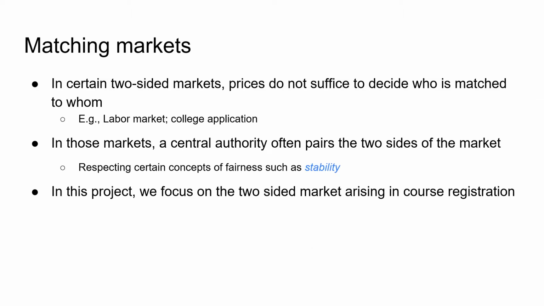Matching markets is a term from matching theory of economics. In such a market, both sides choose and must be chosen. You cannot just choose what you want, even if you can afford it. You also must be chosen. In our project, we focus on the application of some algorithms to the course registration process.